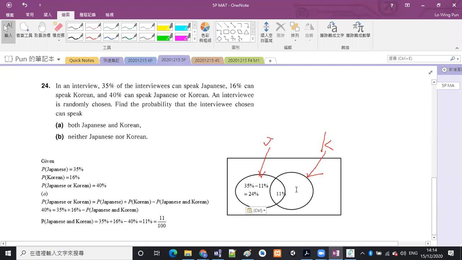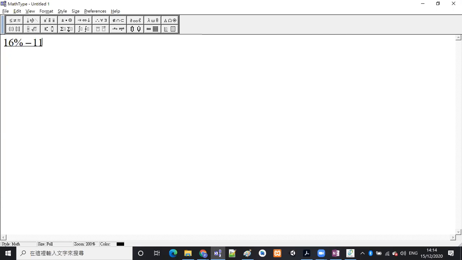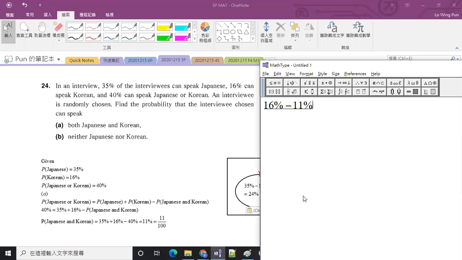Okay. How about only Korean? Only Korean. Korean contains 16%, and then the common part is 11%. So only Korean will be 16 minus 11%. So that should be equal to 5%.